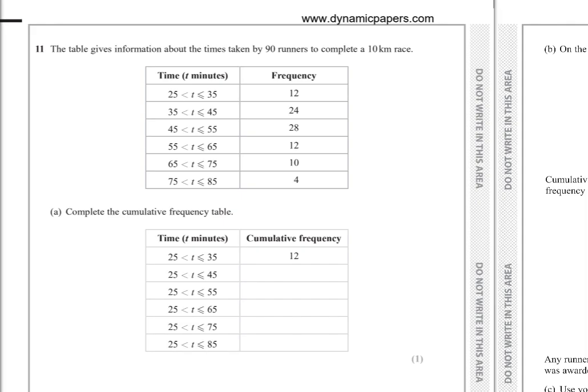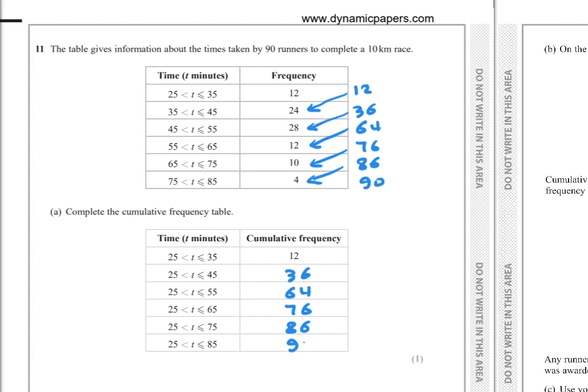Number 11, the table gives information about the times taken by 90 runners to complete a 10-kilometer race. Complete the cumulative frequency table. To find the cumulative frequency, start from the first value, then add: 12 plus 24, 36, 36 plus 28, 64, 64 plus 12, 76, 76 plus 10, 86, 86 plus 4, 90. Now you can complete the table. So 36, 64, 76, 86, and 90.